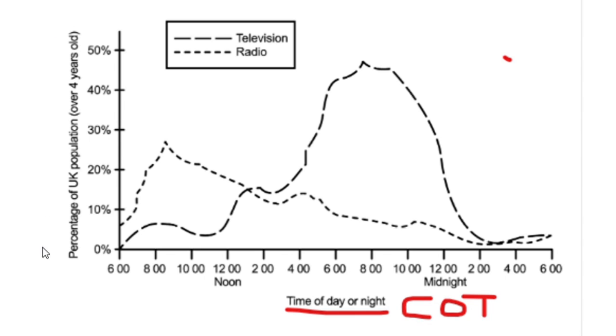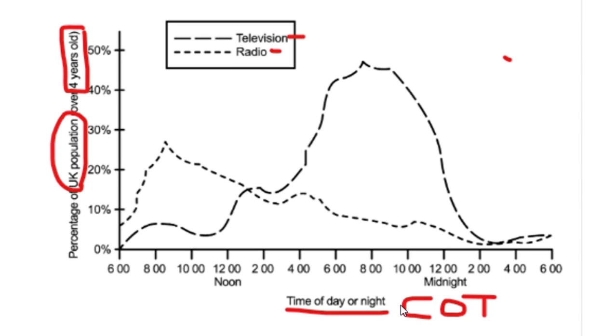Now the vertical axis here is in percentages, 10, 20, 30, 40, 50, the percentage of the UK population, so that is describing people, over 4 years of age. So young children are obviously excluded from this data. And the other extra information we have is television and radio. So this line here represents television viewers. The second line represents radio viewers.